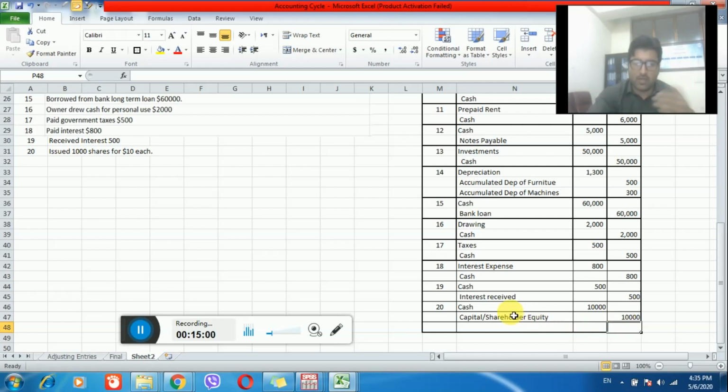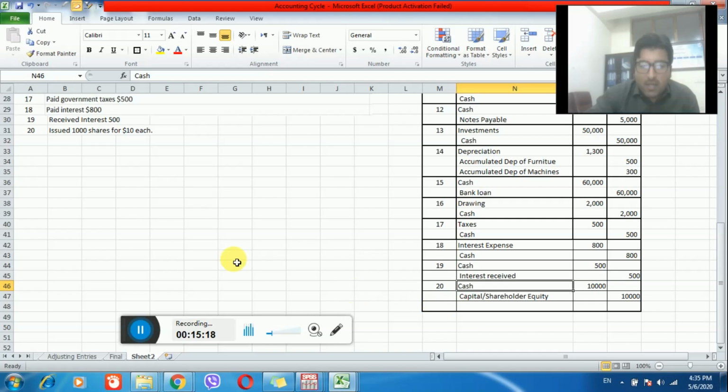What do we mean by this transaction? Cash is an asset that increases, and here our capital increases. So when the capital increases, we credit it, and when our asset increases, we debit it, so cash is debited here. I hope you got it.